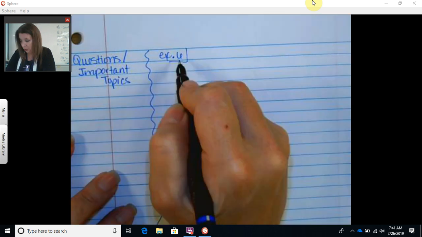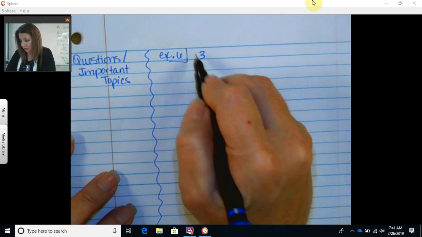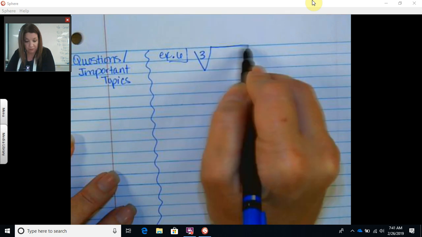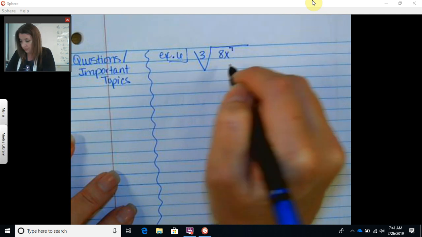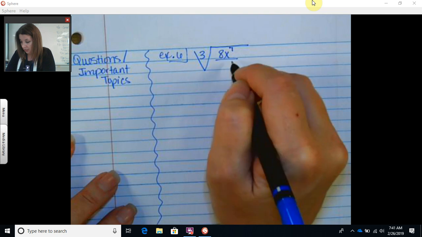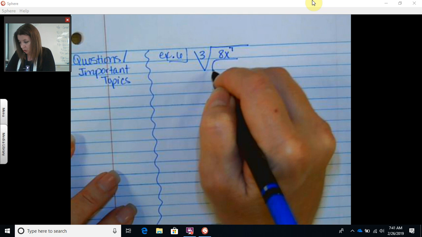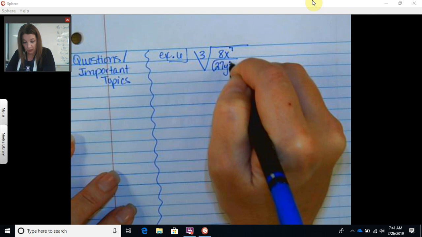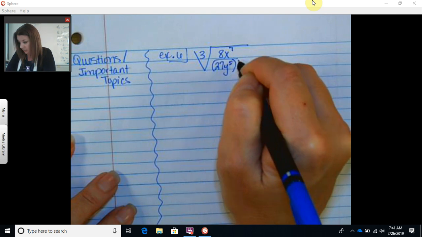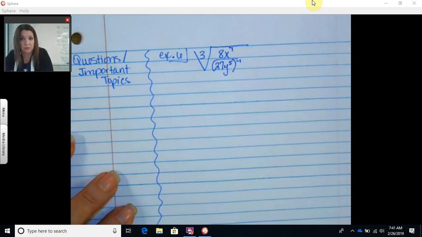We have the cubed root, and this is going to be a fraction under this radical, of 8x to the 7th divided by, open parentheses, 27 y to the 5th quantity, and that's just in the denominator, raised to the negative 1. And I'm going to rewrite this using rational exponents.